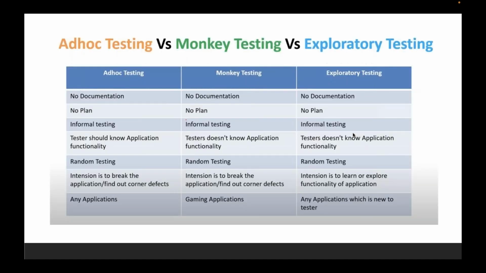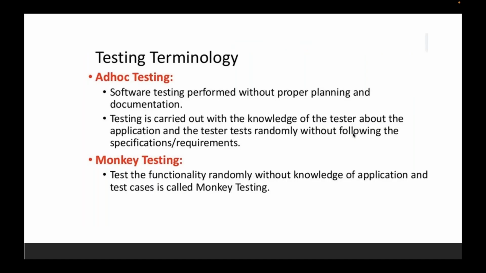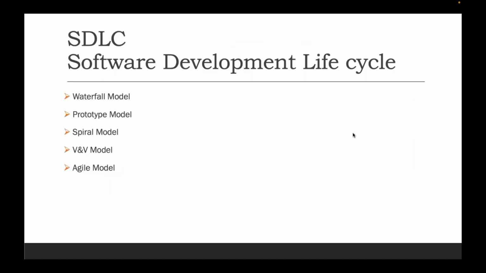Ad hoc, monkey, and exploratory testing. These are types of informal testing. So we'll see when we will use those testings. Then ad hoc and monkey testing comparison, and software development life cycle. These models are all under the development life cycle. But we need to know what each model is, so that if we get an opportunity to implement one, we can think about it. So for knowledge purposes, we'll have to know about waterfall, prototype, spiral, and V&V model.